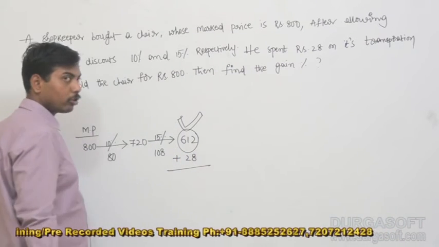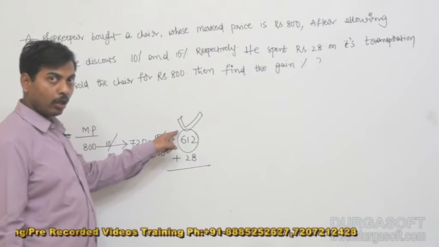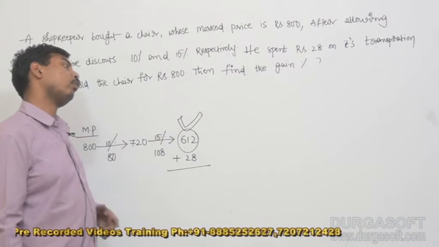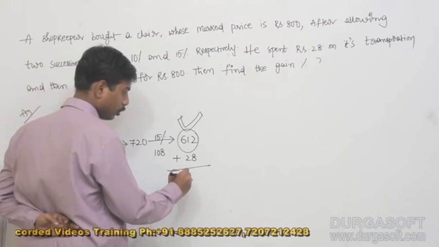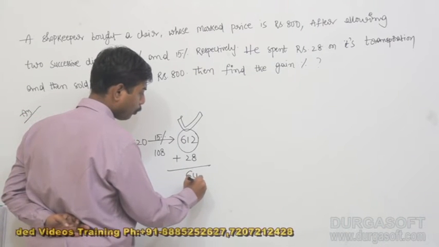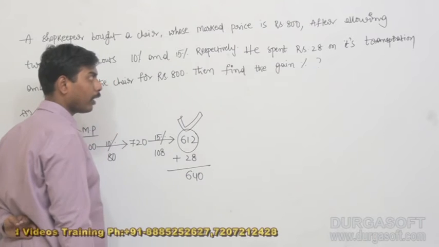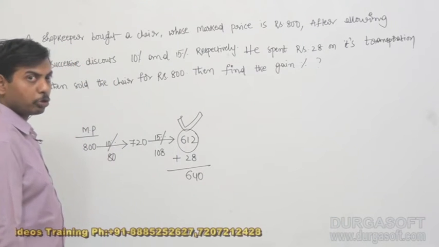Right now he spent 28 rupees on its transportation. Basically he bought that article for 612 rupees and spent 28 rupees on the transportation, means 612 plus 28, that is how much? So total 640 rupees only he spent on purchasing that chair.